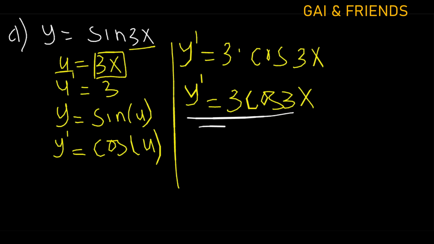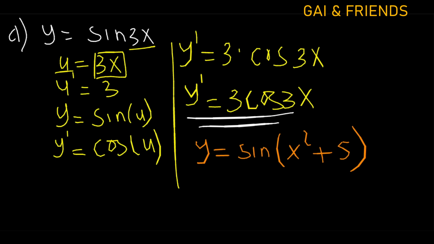And you can just stop here. This is your answer. Now, let me give you an exercise, and I'll put the link of the video where I've solved this exercise. It's really important that you solve it yourself first before you go to watch the video, so that you can see how close you are or whether or not you get the answer. So the exercise is y is equal to sine of x squared plus 5. Now you can solve this.